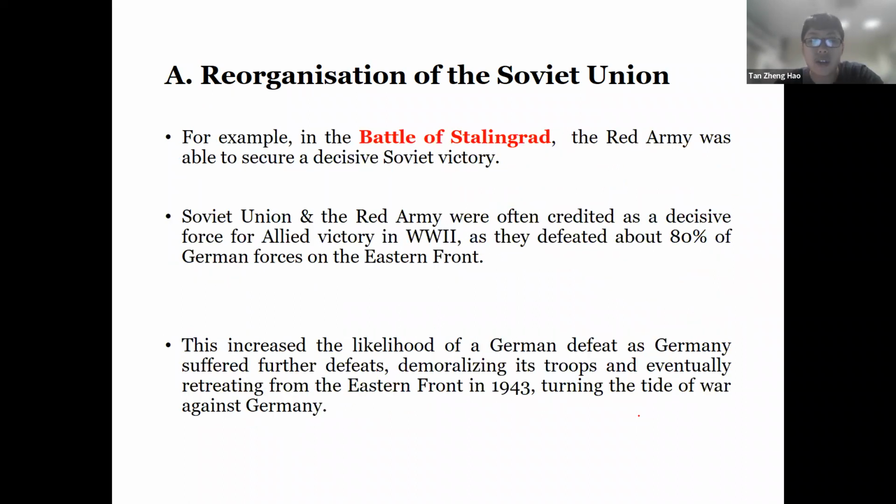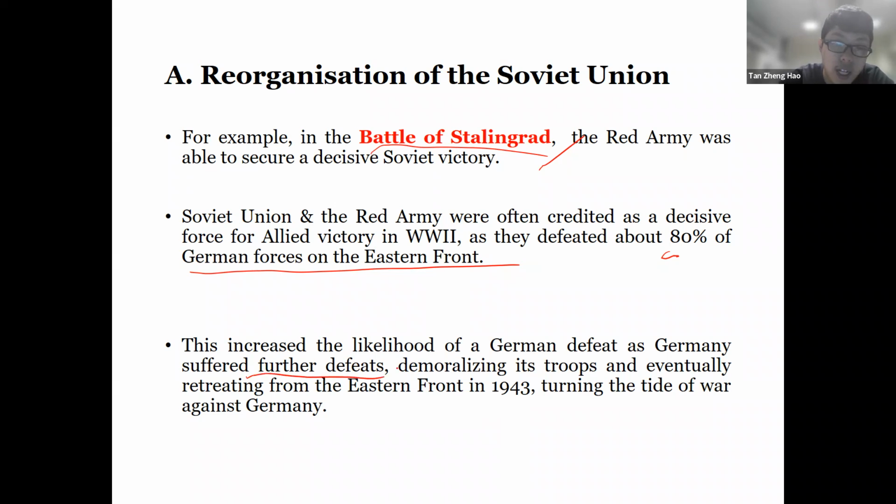So for example, in the Battle of Stalingrad, they were able to secure a decisive victory. It's good for you to know some of these examples. Then when you explain that the Soviets were able to reorganize in the Battle of Stalingrad, it makes your paragraph look more and more convincing. They defeated a lot of the German force on the Eastern Front. So how does this lead to Germany's defeat?